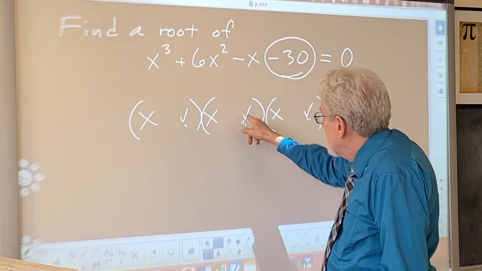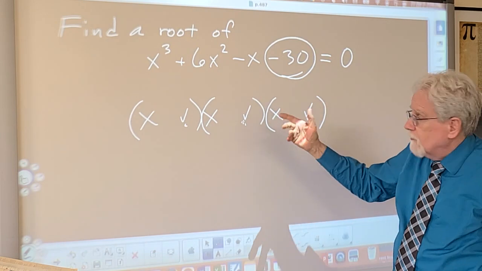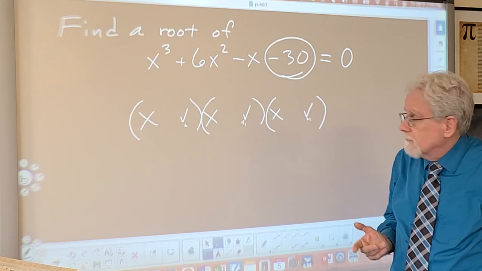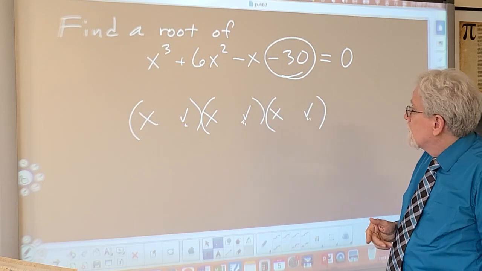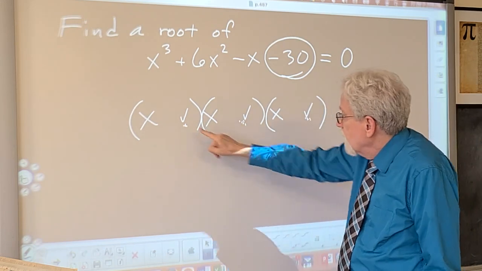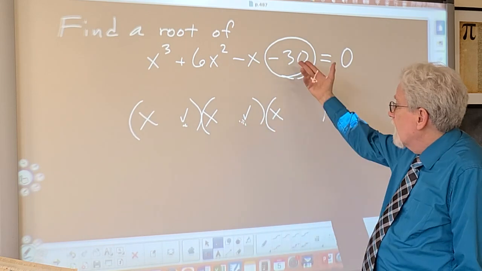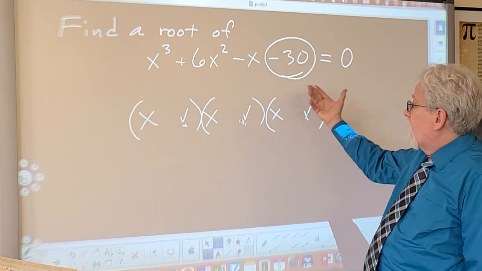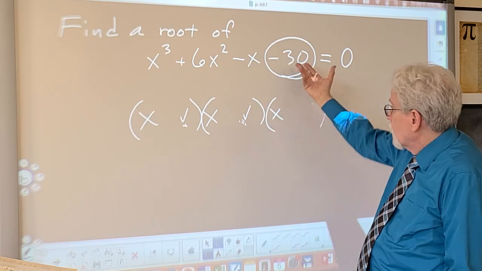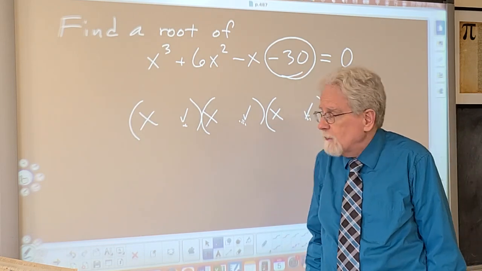There could be a 1 in here someplace. There could be a 2. 2 is a factor of 30, 2 times 15. There could be a 3. 3 times 10. Could there be a 4? Nope. None of these could be a 4. If any of these were a 4, they would not multiply to give 30. 4 is not a factor of 30. There could be a 5 in there. 5 times 6. There could be a 6. 6 times 5. Can't be a 7. Can't be an 8. Can't be a 9.